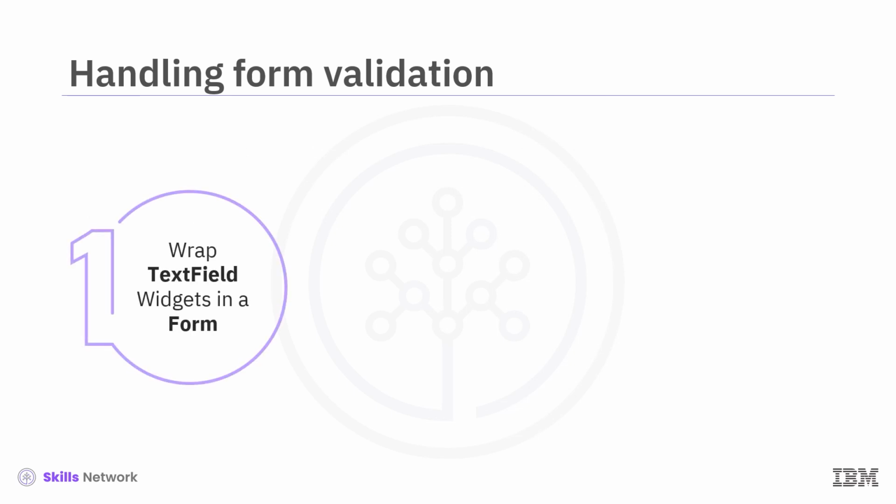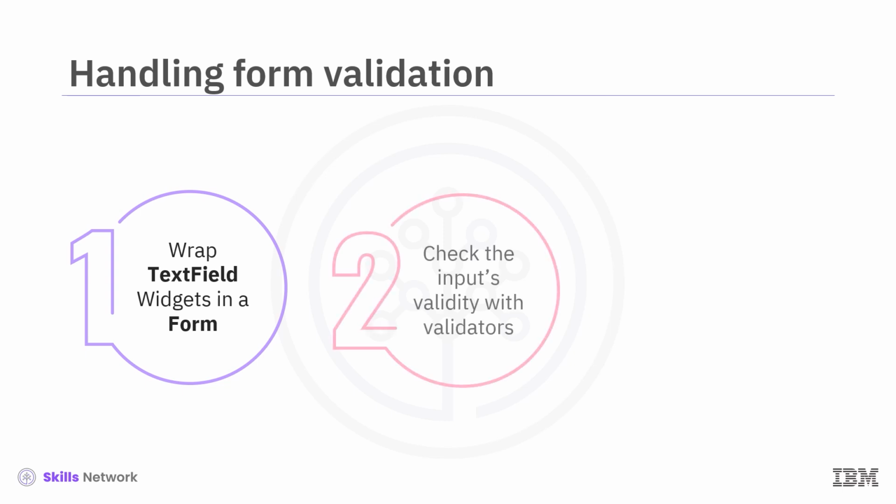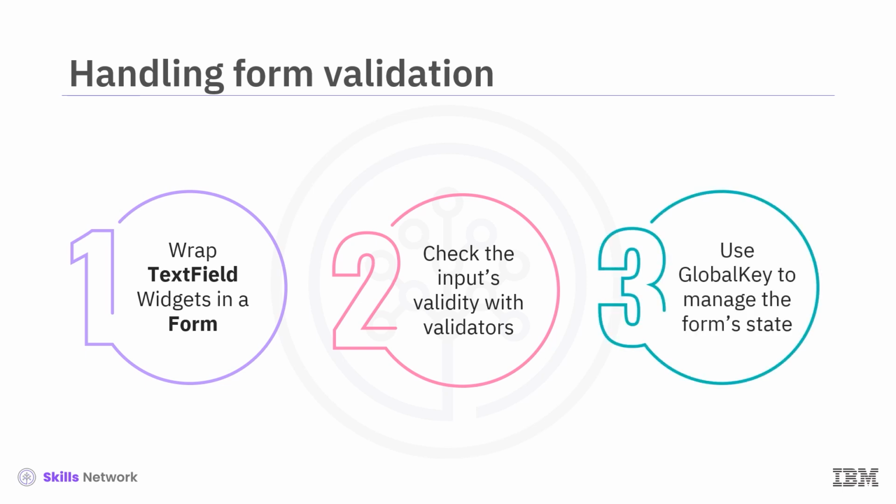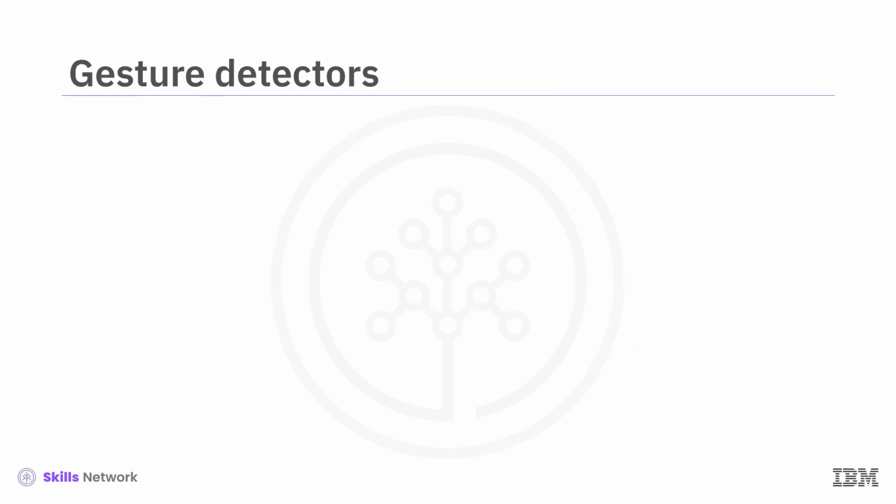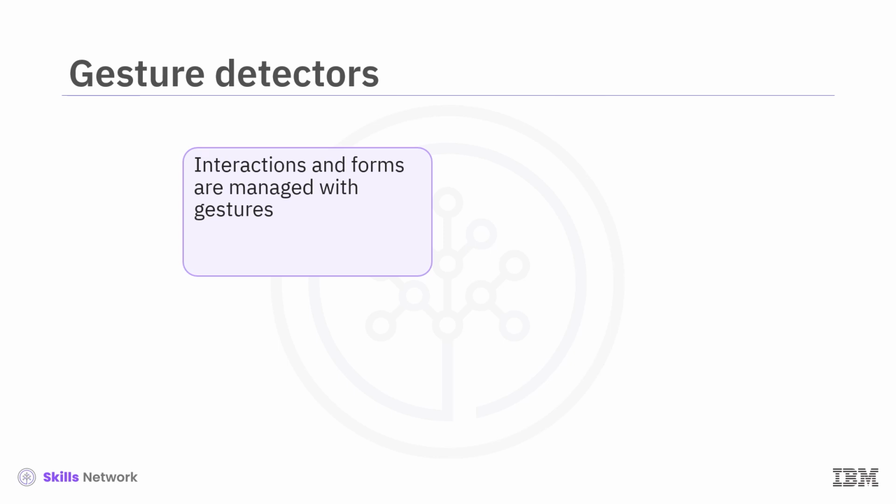First, wrap text field widgets in a form. Use the form widget to group multiple input fields. Next, use validators. Each text field can have a validator function that checks the input's validity. Validators are functions that return an error message string if the input is invalid or return a null message if it is valid. Then, use a global key form state to manage this form state. The form's state can be accessed and manipulated using the global key, allowing you to check if all fields are valid before proceeding.